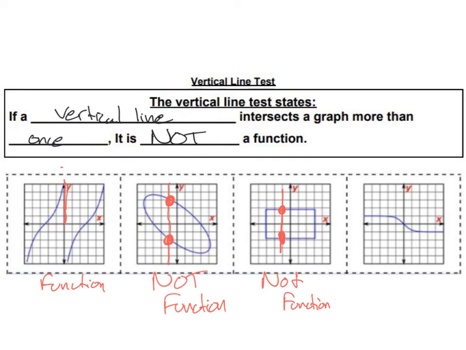And the last one, we can kind of draw our line down through. We're just kind of scanning. Can't find anywhere that the vertical line hits 2 points. So that one is a function.